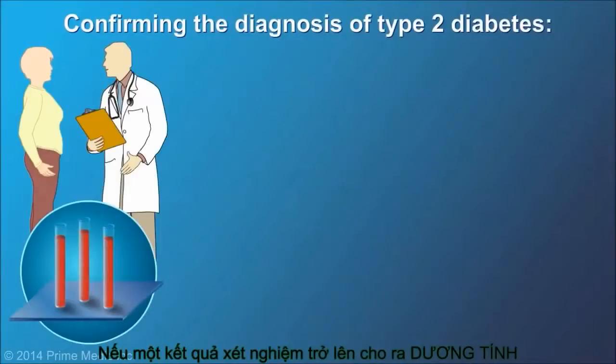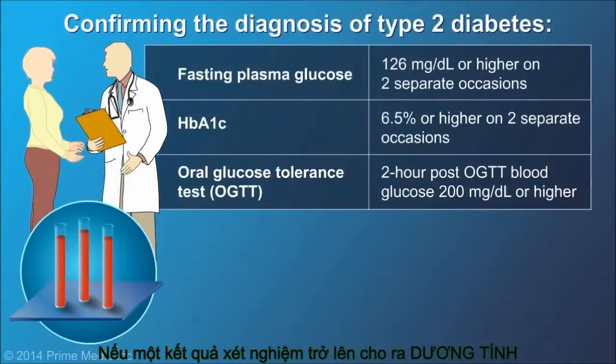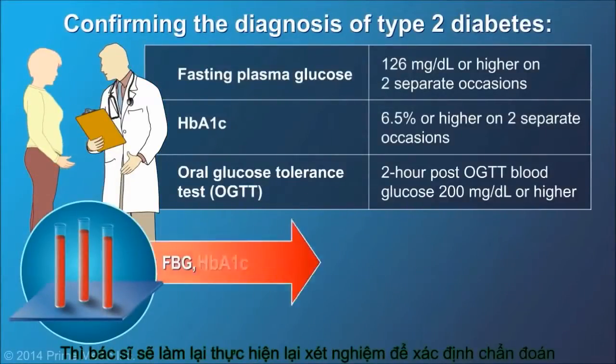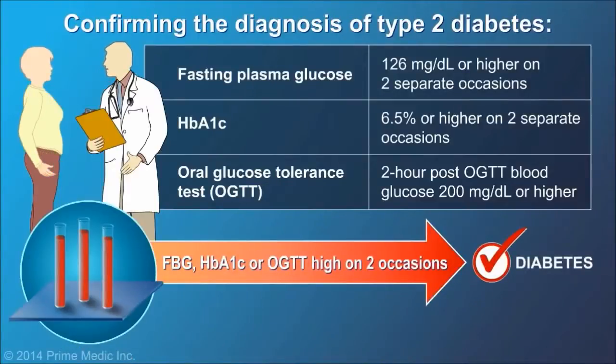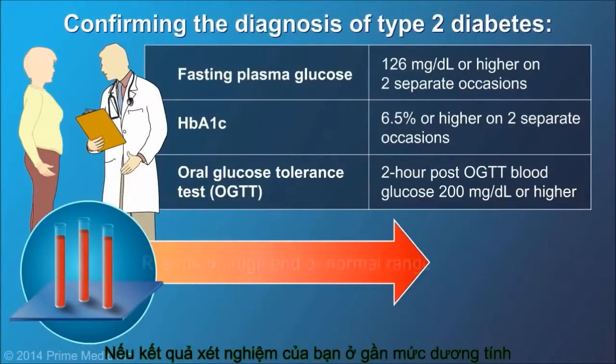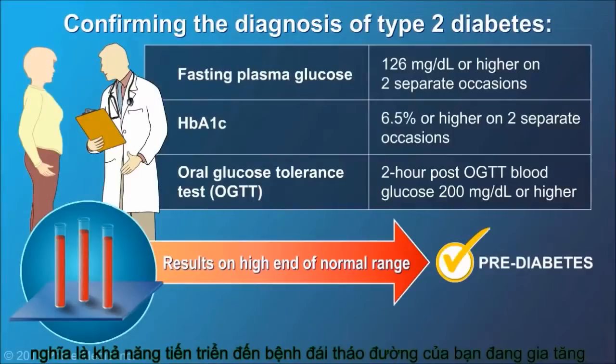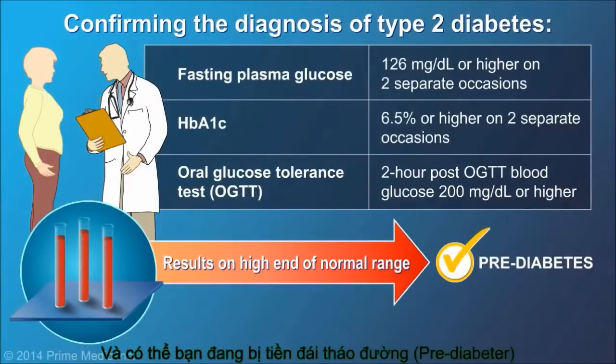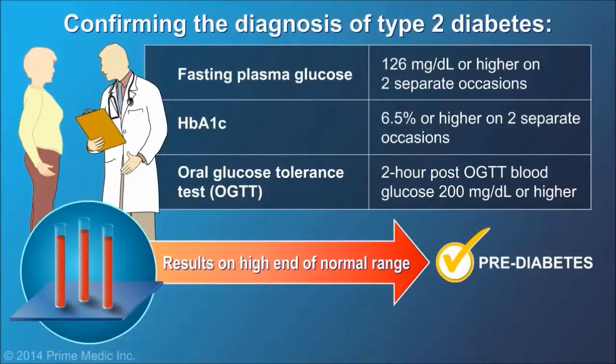If one or more of these tests are positive, your doctor will repeat the test to confirm the diagnosis of diabetes. If test results are close to the higher end of normal range, your chances of developing diabetes are increased, and you may have prediabetes.